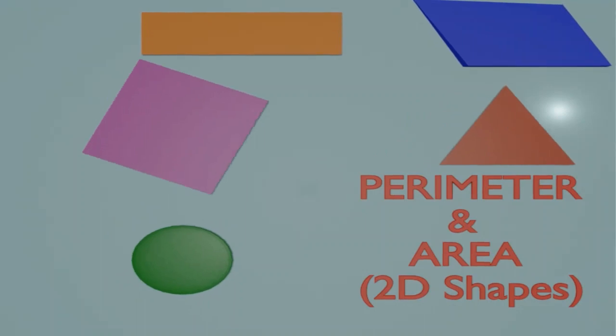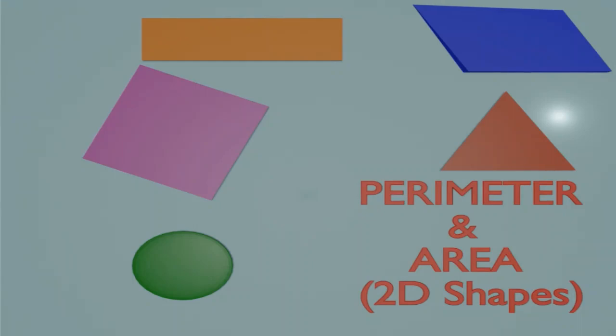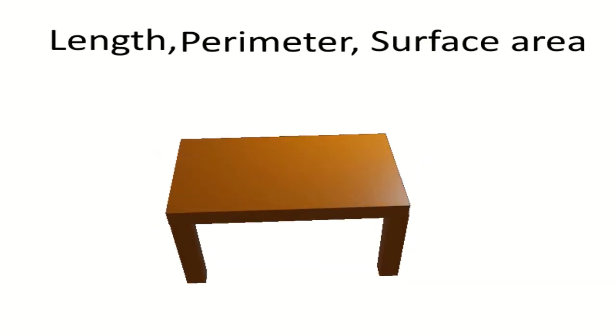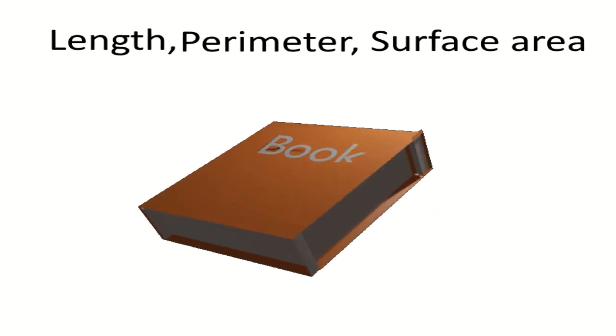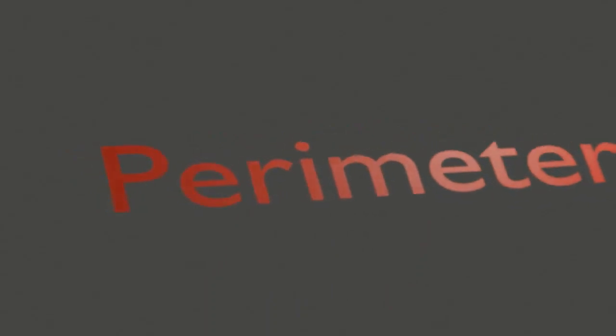In our world, we need to take measurements of different types of objects or geometric figures, for example, the length, perimeter, surface area of a table, of a book, etc. Let us start with the perimeter of an object.